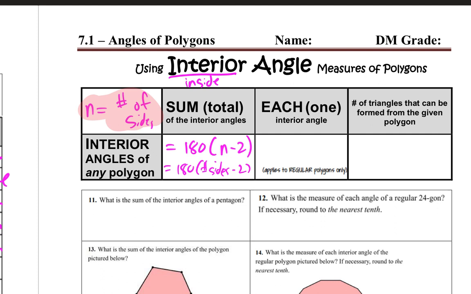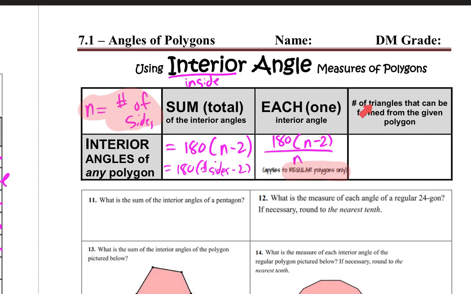Next, each angle is going to be 180 times n minus 2 divided by the number of sides. So we put 180 times the number of sides minus 2 on top, and then divide by the number of sides, and that will give us each interior angle. This applies only to regular polygons. That's the only way you can do that.